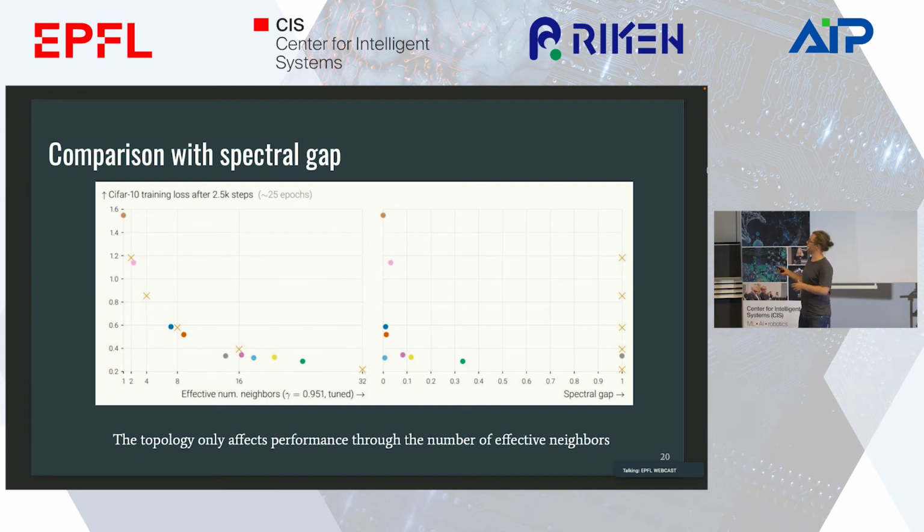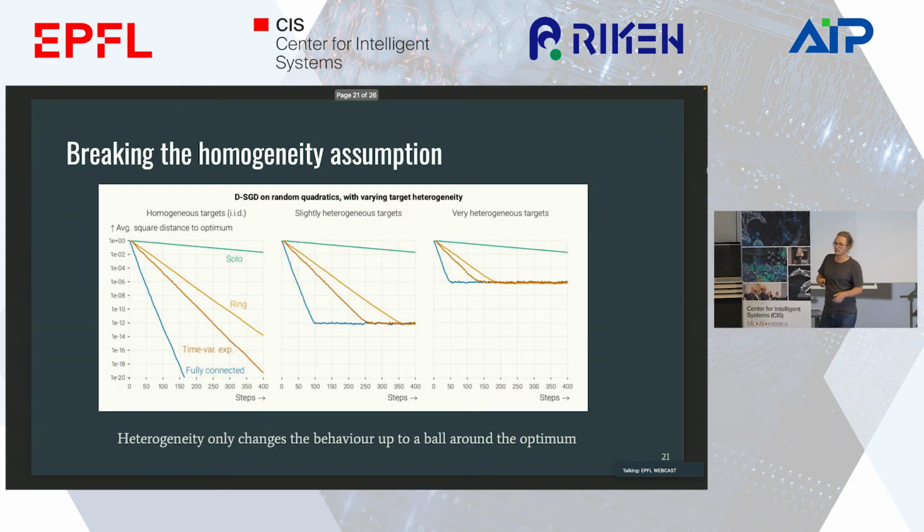On the other hand, if you were to plot it with the previous metric that people standardly use, which is very worst case and which is the spectral gap, then you have no insight that you can really derive from the data. And I kind of hid under the carpet that here all nodes draw samples from the same distribution. We're in a purely homogeneous setting.